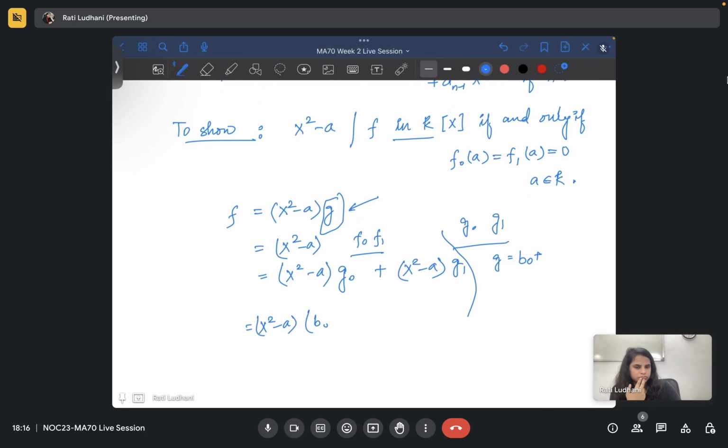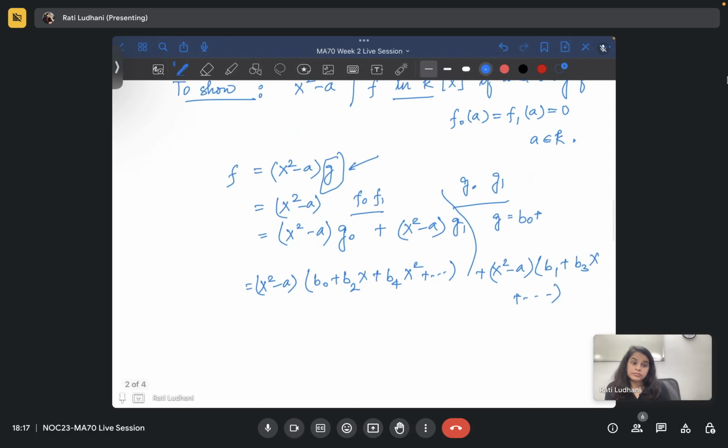And the second polynomial is b1x plus like that. Okay. b2x square, ma'am. Like that. All are even powers. This is one polynomial. Another polynomial is x square minus a into b1x. This expression, right? No, ma'am. One thing. Here b1x, ma'am, not just b1. Oh, it's b1 only.